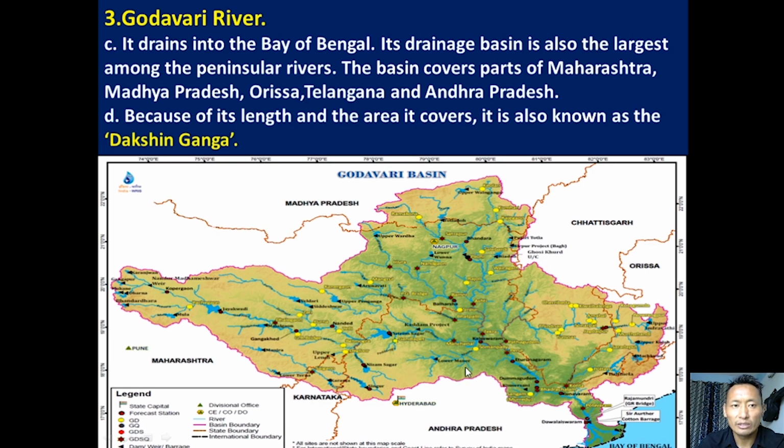In India, river Ganga is the longest and the largest river system among the north and Himalayan river systems. Likewise, among the peninsular rivers, Godavari is the longest and its drainage basin is the largest. Because of that, Godavari River is also called Dakshin Ganga. Dakshin means south, so South Ganga, because of its drainage basin and being the longest river among the peninsular river systems.